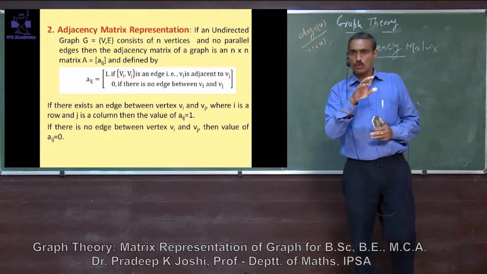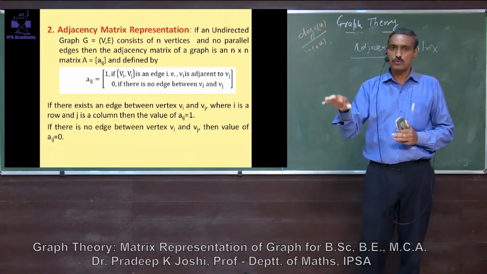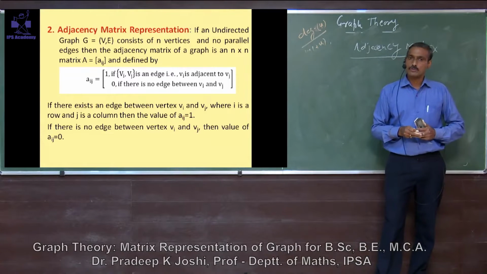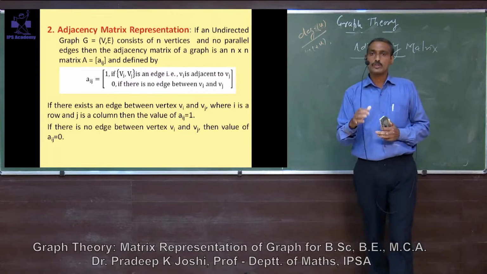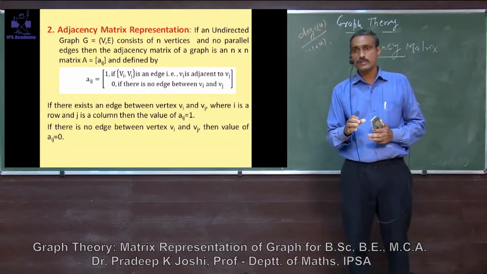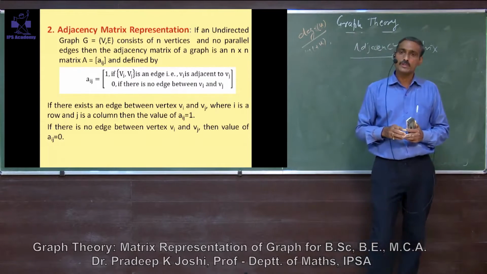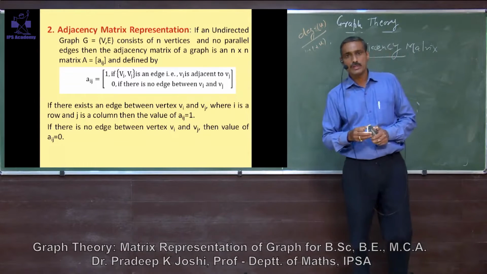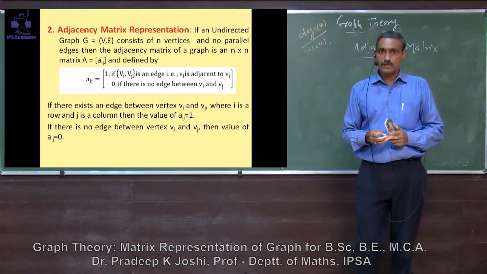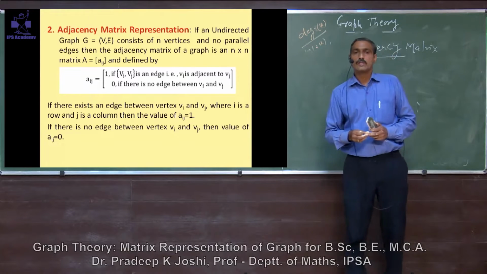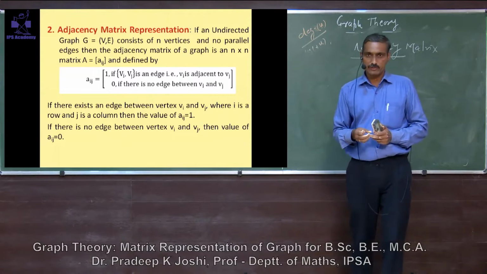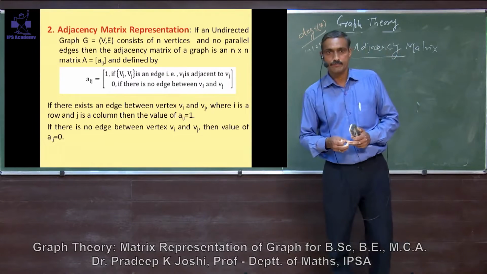That means the rows represent vertices and the columns also represent vertices. So it is a vertex-to-vertex matrix. In this case both rows and columns represent vertices. If an undirected graph G = (V, E) consists of n vertices and no parallel edges, then the adjacency matrix of graph G is an n by n matrix. This is always a square matrix.